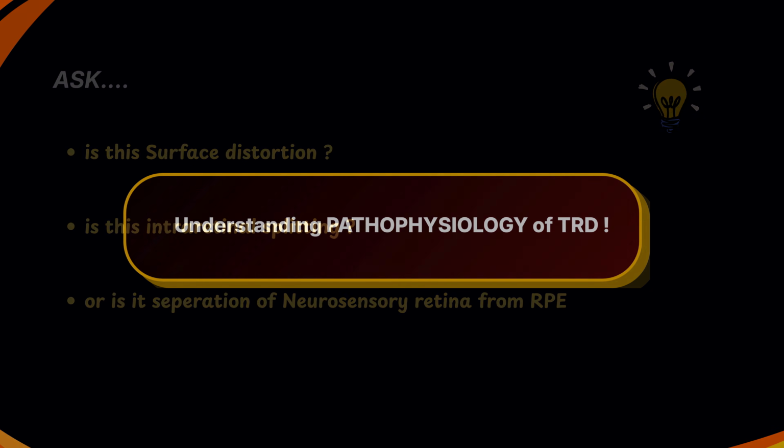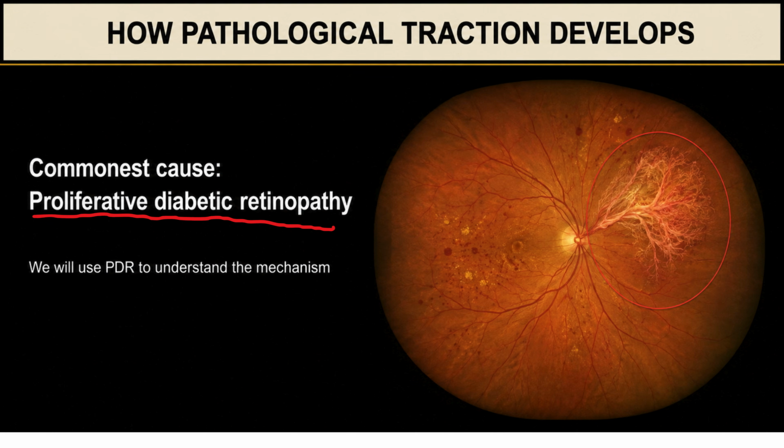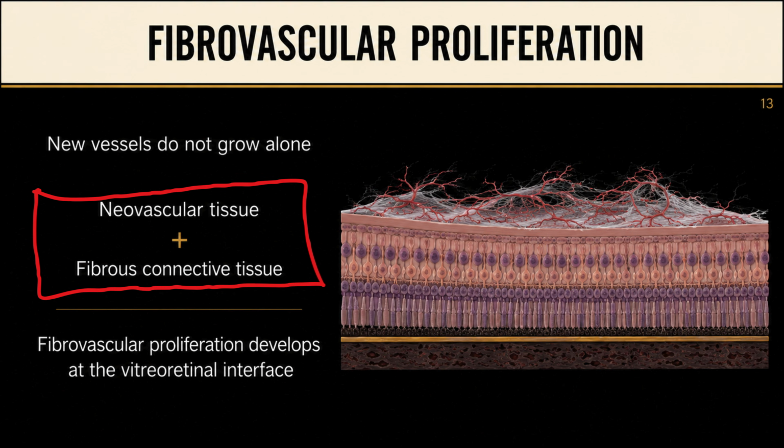Now let us understand how this pathological traction develops. We will try to understand it first with the commonest cause, that is proliferative diabetic retinopathy. We know that proliferative diabetic retinopathy begins with retinal ischemia. When large areas of retina become inadequately perfused, the ischemic retina produces signals that promote neovascularization. But these new vessels do not grow alone. They grow together with connective and fibrous tissue, forming what is known as fibrovascular proliferation at the vitreoretinal interface.